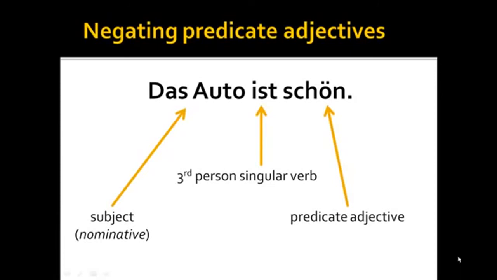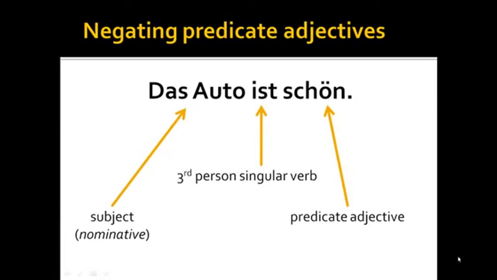Das Auto ist schön, or the car is beautiful. Now, schön, an adjective, comes at the end of the sentence. It comes after the verb, which makes it a predicate adjective. A predicate adjective still refers back to the subject at the beginning of the sentence, but it is separated from this subject by a verb.